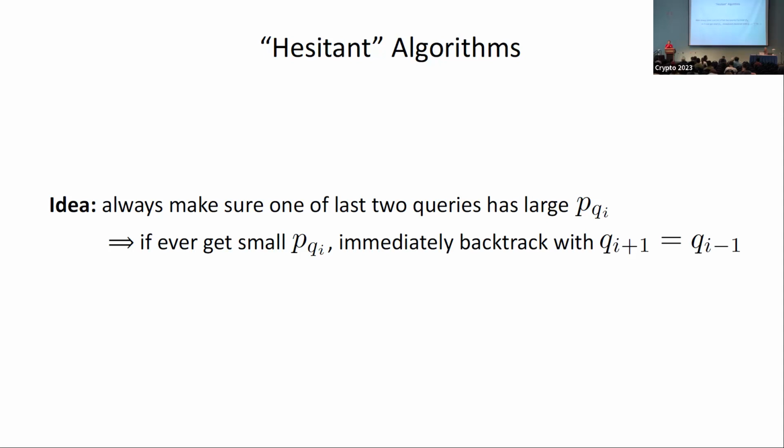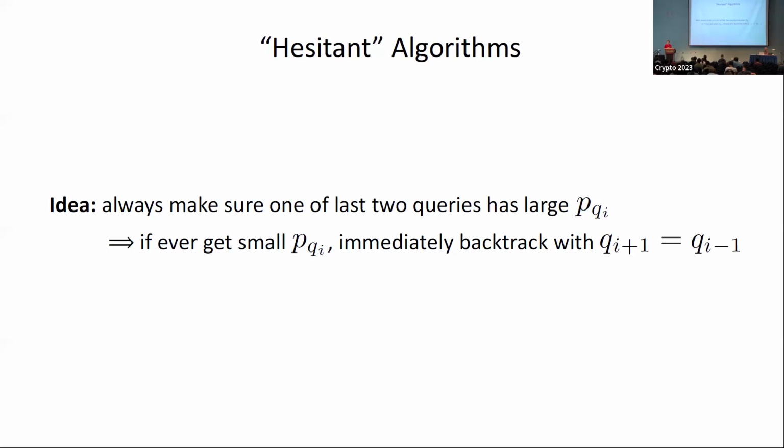As they're going, they always maintain that they're querying on things with high success probability. Now, maybe they query on something and get a low success probability. At that point, they back off and go back to the previous query, where I knew I had a high success probability before. Because there was only one query between the previous query and now, and it's literally the same query, we know the success probabilities are the same. So we're able to always guarantee that at least one of the last two queries had a high success probability.